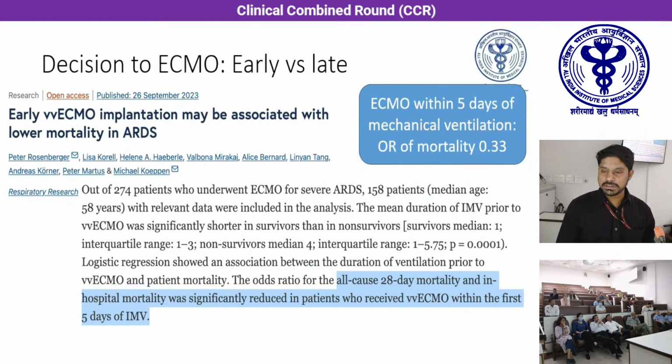So this is data from one of the largest ECMO referral hospitals in Germany, and this shows that if you start ECMO within 5 days of invasive mechanical ventilation, the odds ratio of mortality is 0.33 compared to starting later. So starting within 5 days has 3 times more survival than if you initiate ECMO later.